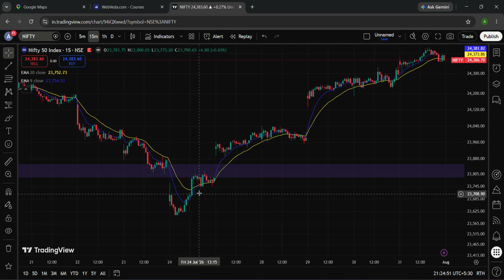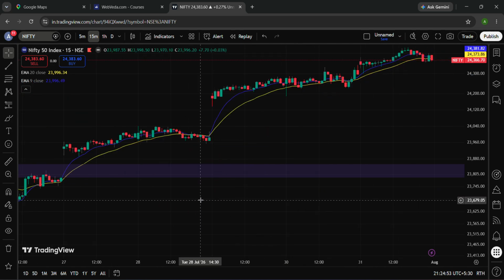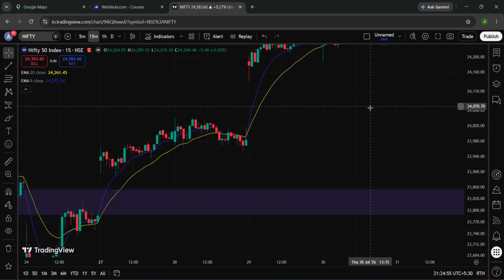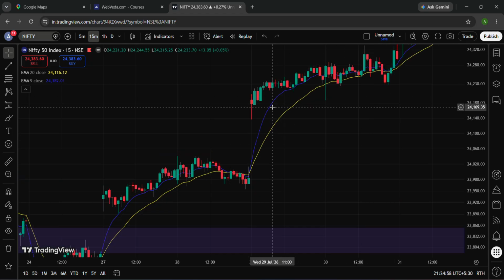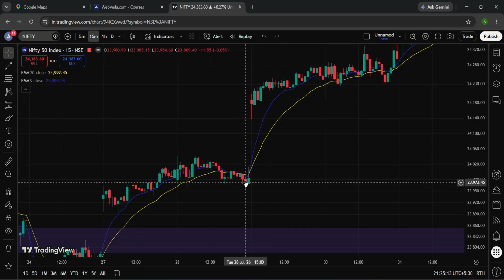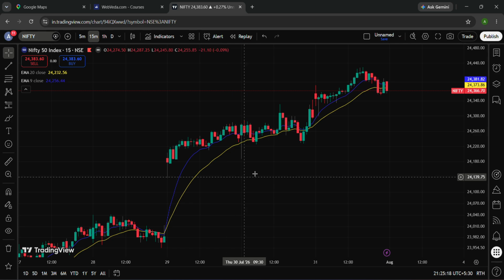The blue line is also called the fast line, because the lower the number is, the faster the EMA behaves. If it crosses from the downside to the upside, that becomes a buy trade, and vice versa for the sell trade. So I hope you get it.